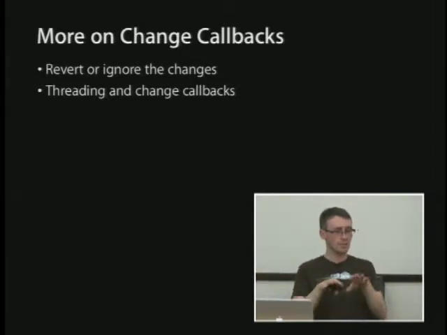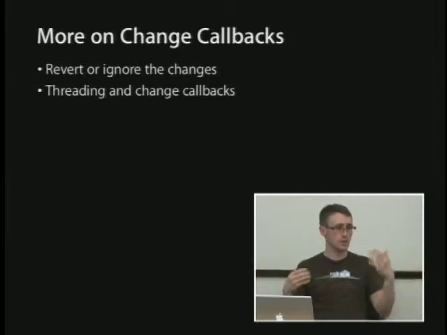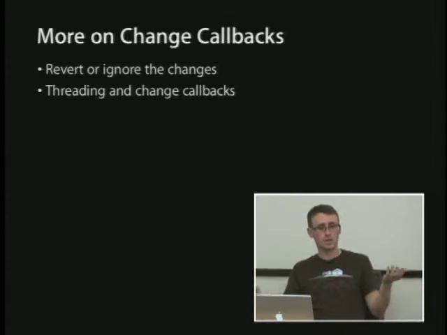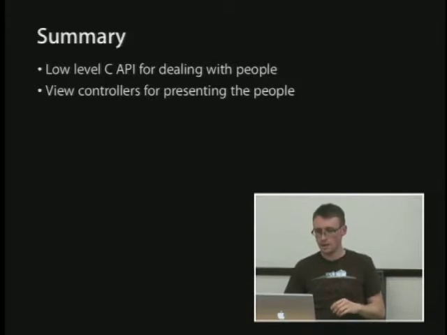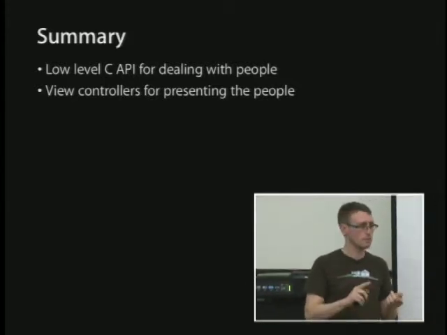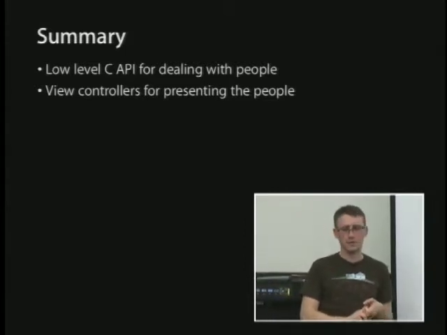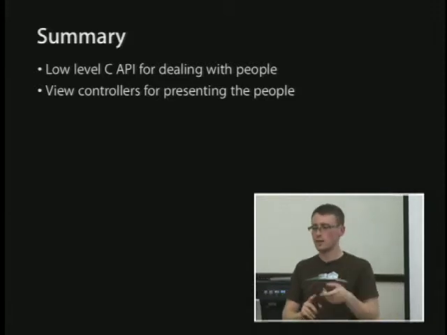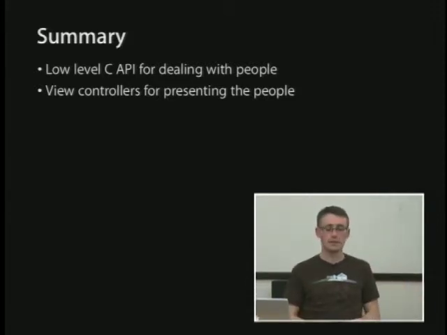Threading and change callbacks, I mentioned that you can have multiple address book instances. It works the same way as another process. You will also get change callbacks when something changes in another address book. And that was it. So again, the address book framework, look through the headers. It's all C, but it's not that different from Objective-C, I promise. And you can toll-free bridge a lot of the classes.